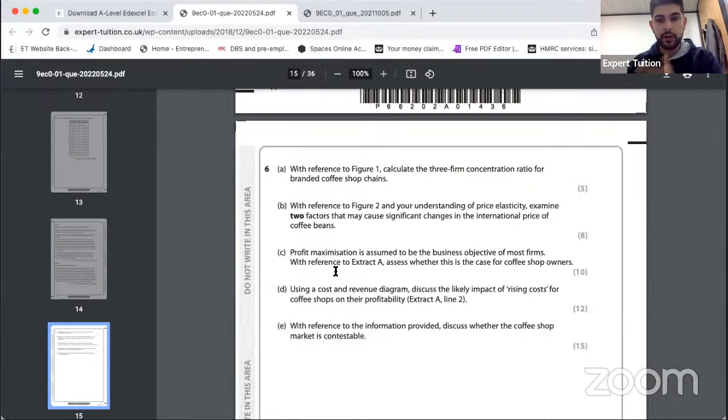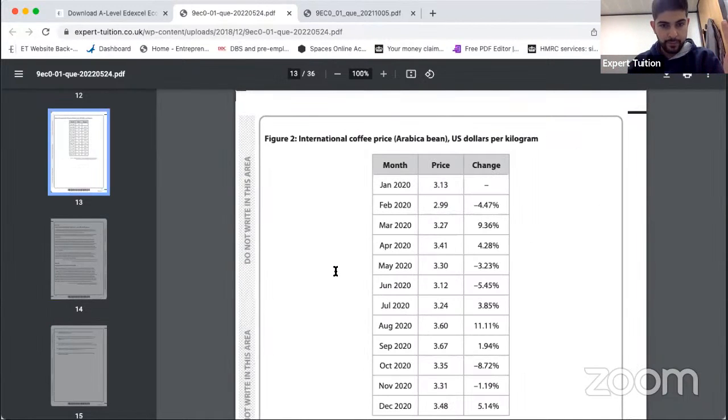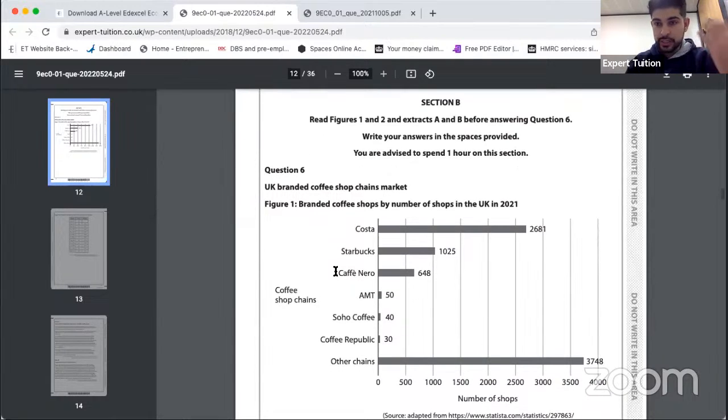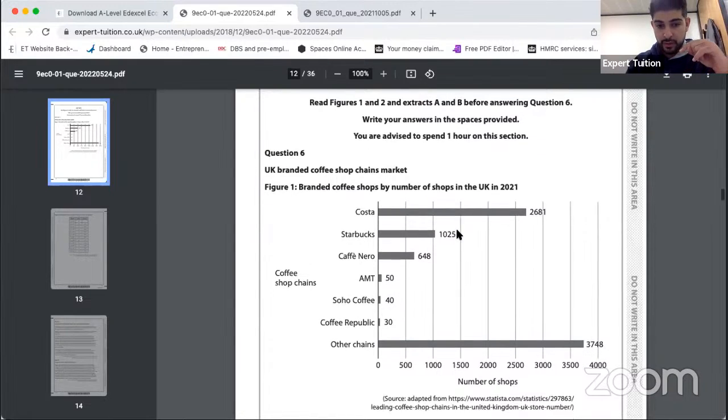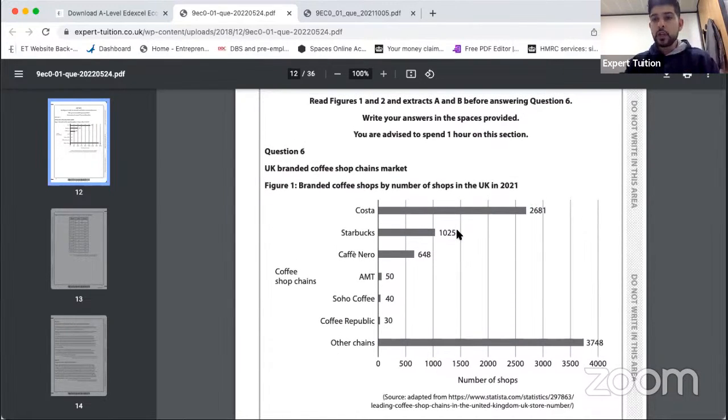So let's have a look at figure 1. We want to calculate the 3 biggest firms. Okay, so if I look at figure 1, you can tell they made our life easier because they've told you the actual number. And this is in terms of the number of shops. So I need to convert that into percentages and take the top 3. So let's see. If we add up the 3 biggest firms, what do we have? Well, the 3 biggest firms are obviously Starbucks, Costa, and Cafe Nero. All right, let's do it together. So we do 2681 plus 1025 plus 648.